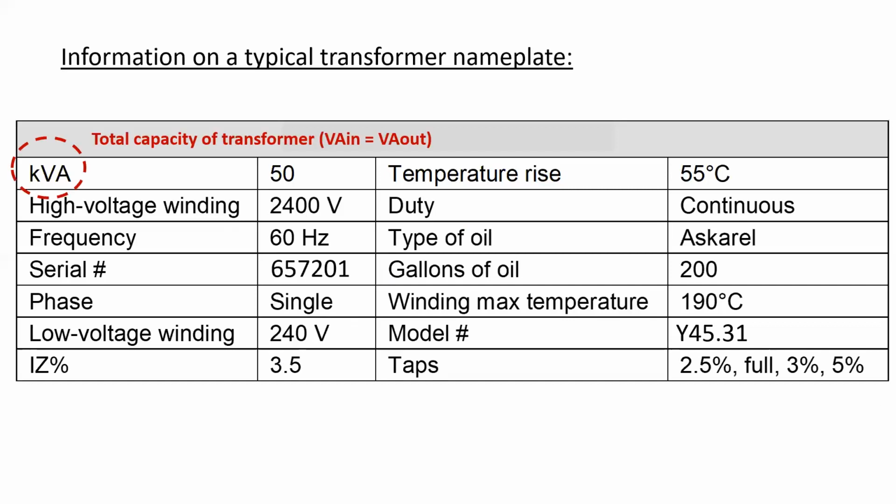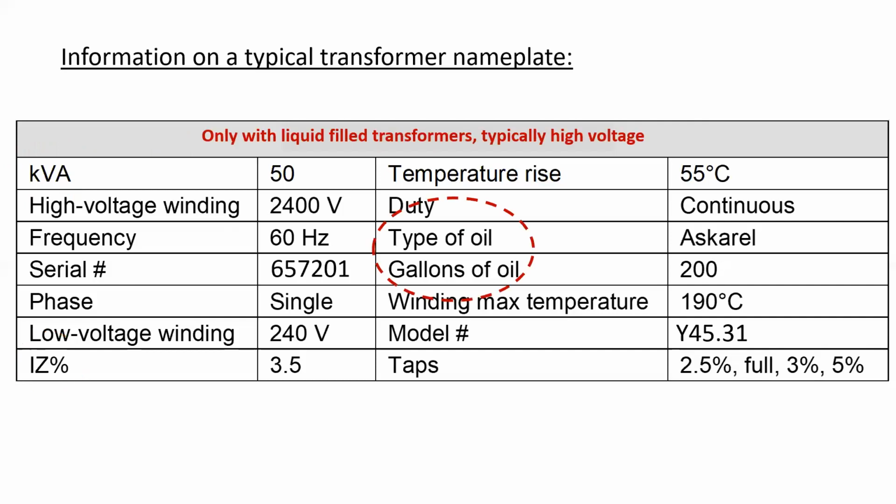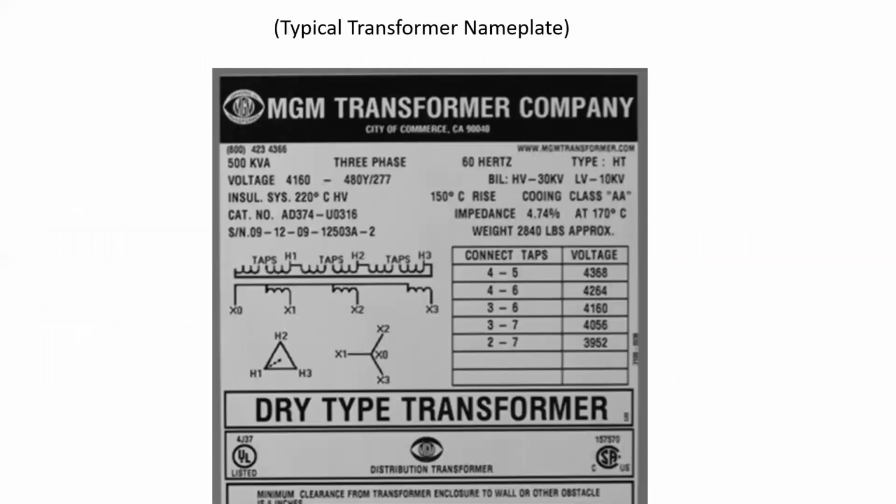In addition, there's also VA. What's the total capacity of the transformer? What's the percent IZ? It's used to calculate the transformer's secondary short circuit fault current, and we'll do that in later presentations. What about the liquid? If it's a liquid-filled transformer, we need to know what type of liquid it is and also how many gallons are there inside, because that will make a difference in how it's installed and where it can be placed. So there's all sorts of information, and some of it's more useful than others depending on what the installation type is.